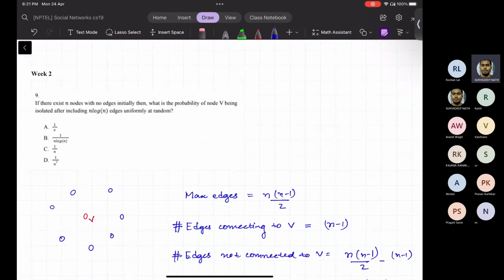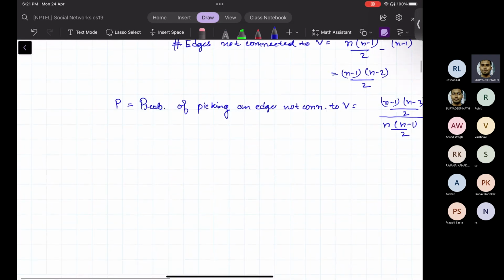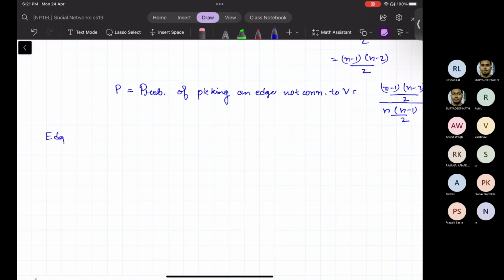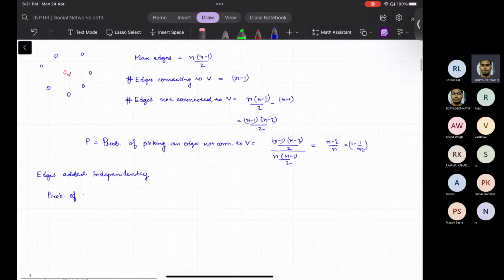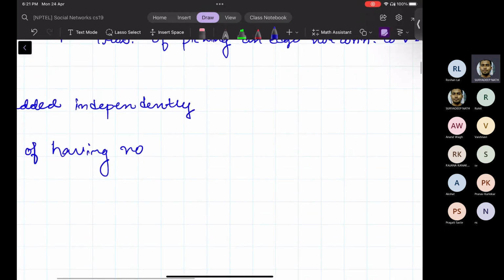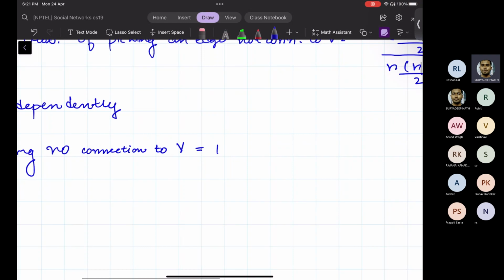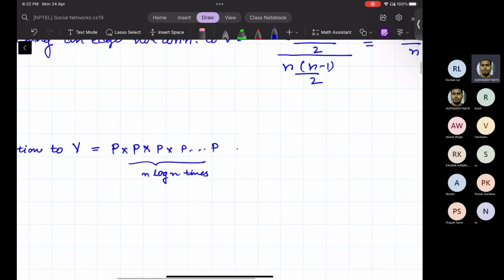Now we are including n log n edges in the graph at random, and we are assuming that the edges are added independently. So the probability of having no connection to V would be, you just repeat this by independent probability P into P into P. This goes on for n log n times. Basically, this is 1 minus 2 over n to the power n log n.